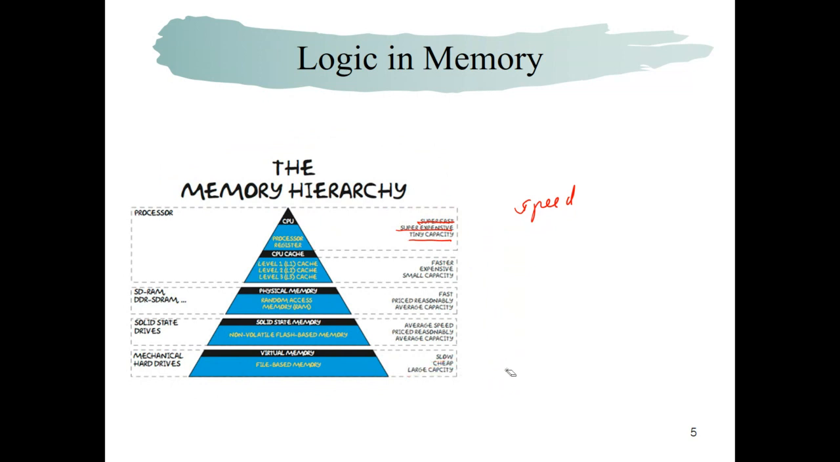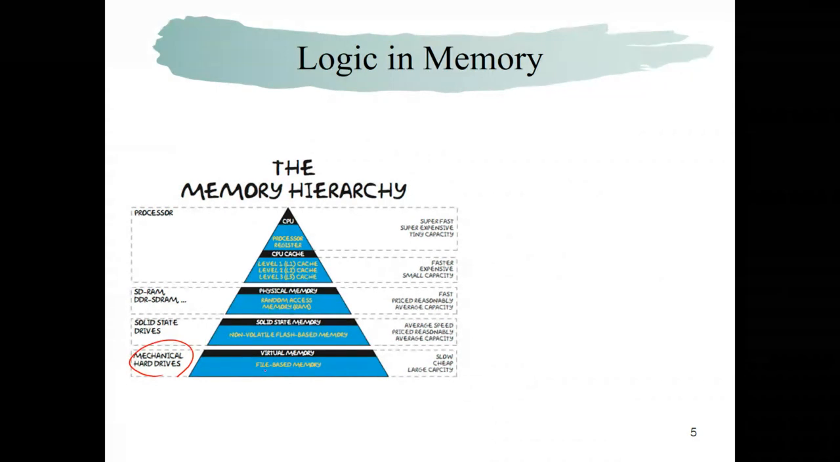Okay. So what is this? Here, the mechanical hard disk drive is very slow and cheap, but we can achieve a large capacity. Compared to this one, we have a solid state drive, like an SSD. It's a flash memory-based memory.